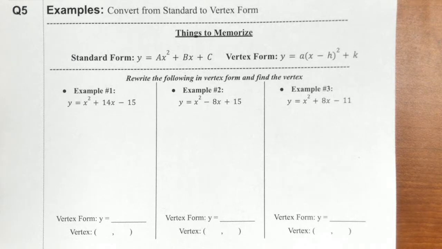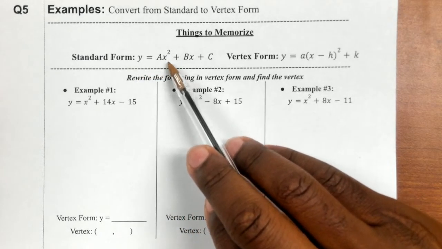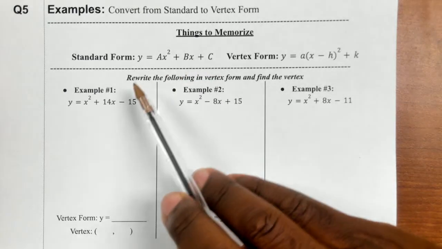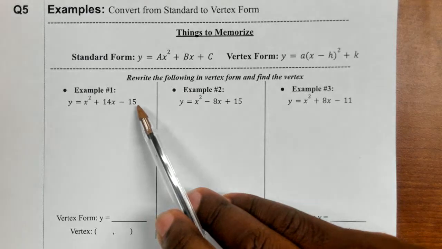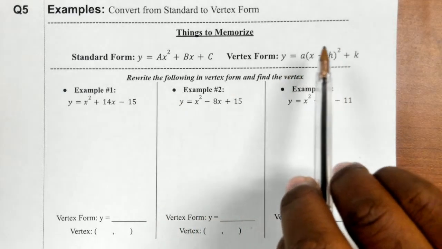Question number 5 wants us to convert from standard form to vertex form. The standard form of a quadratic looks a little bit like this, where y equals ax squared plus bx plus c. So we need to convert it from the standard form that it's given in into something called vertex form, which looks a little bit like this.